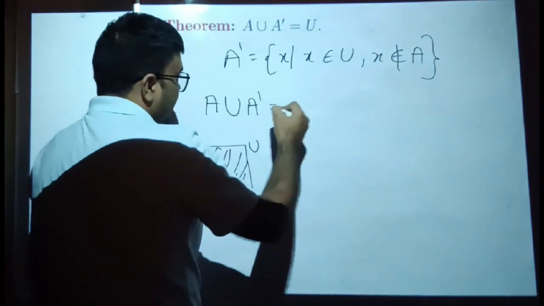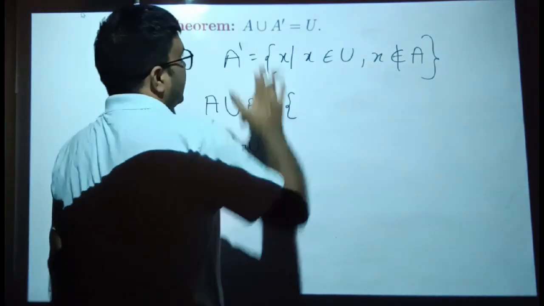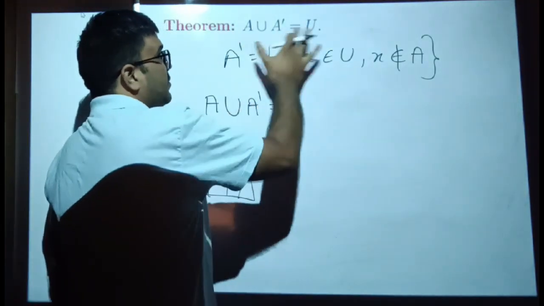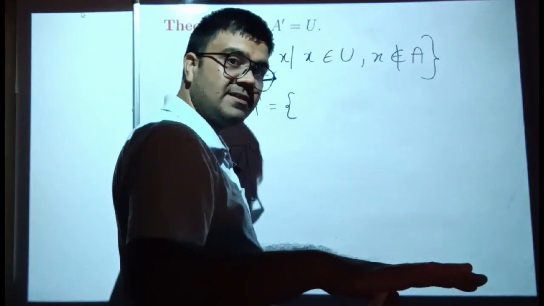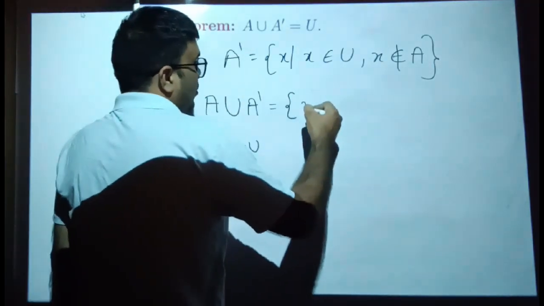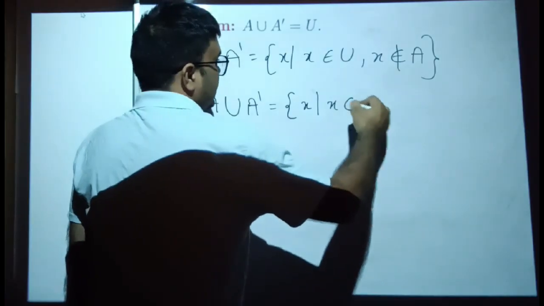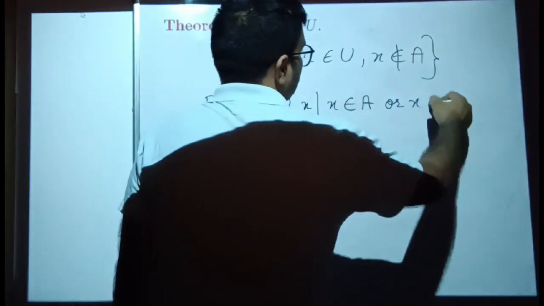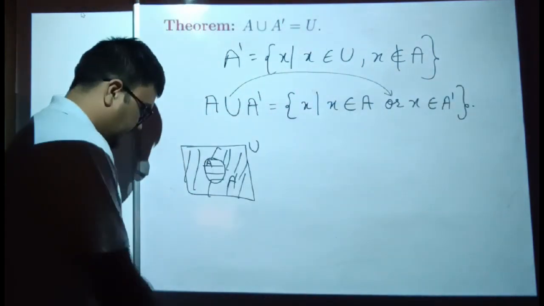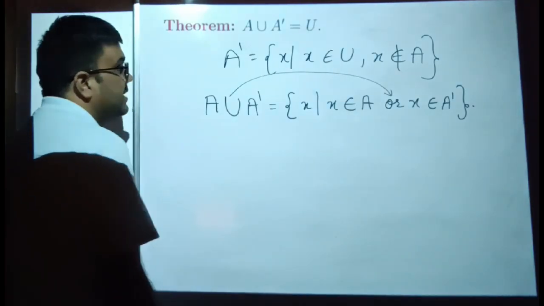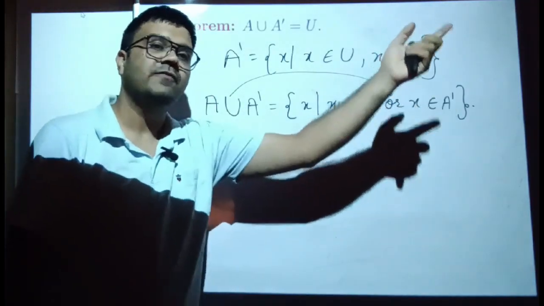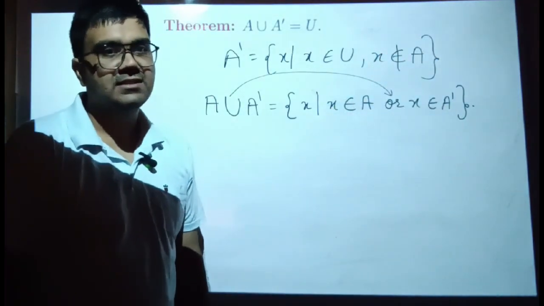How can we write this set? By the definition of union, we have to prove that A union A complement is U. How do we prove equality of sets? We have to prove that one set is a subset of the other and the second is a subset of the first. A union A complement has all the elements X such that X belongs to A or X belongs to A complement. This is by the definition of union. An element is in the union if X belongs to A or X belongs to A complement, or both conditions hold.